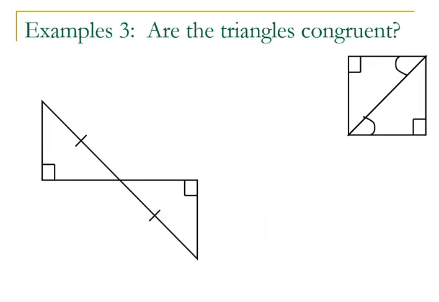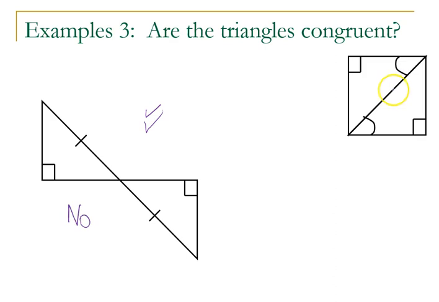All right, let's look at this one. All right, this is looking good. They're both right triangles. Check. Congruent hypotenuse. Check. Uh-oh. I haven't proven any legs are congruent. And there's no other congruence theorem I can think of to use here either. So no, these are not congruent.